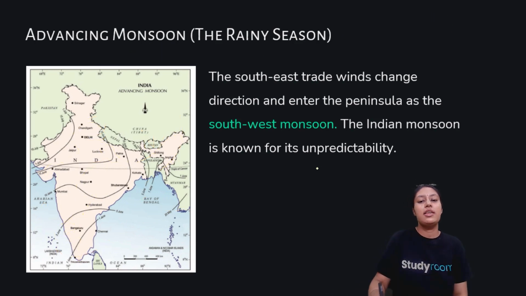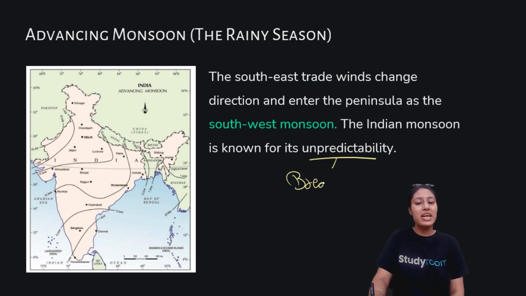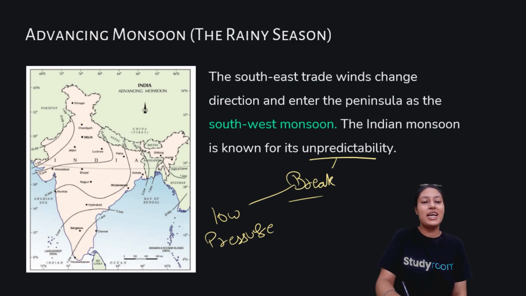Now the next point is unpredictability. It basically breaks, that the monsoon takes. Now this is because of the sole reason of low pressure. Okay, I'm sorry for the handwriting. So low pressure is basically, now we know that around this area we experience the low pressure belt. Okay, this low pressure belt keeps moving.